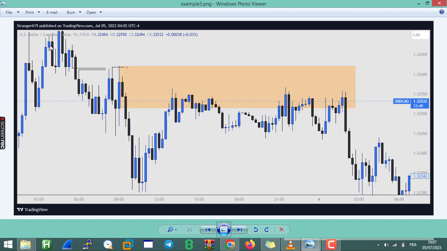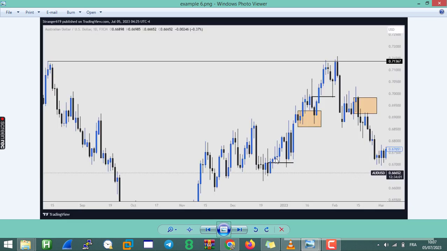This is US dollar against the Canadian dollar, the 15-minute chart. We have this candle right here taking liquidity from here, forming on a key level, which is this fair value gap right here, and expansion lower, leaving a fair value gap, price retraces to it, and then continues lower. We have another one right here. This is the Australian dollar against the US dollar, the daily chart. This candle took liquidity from here, expansion, forming on a key level, which is this order block right here.